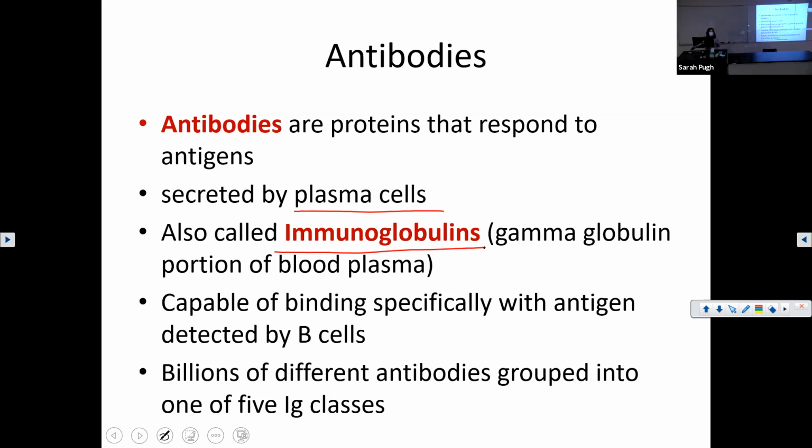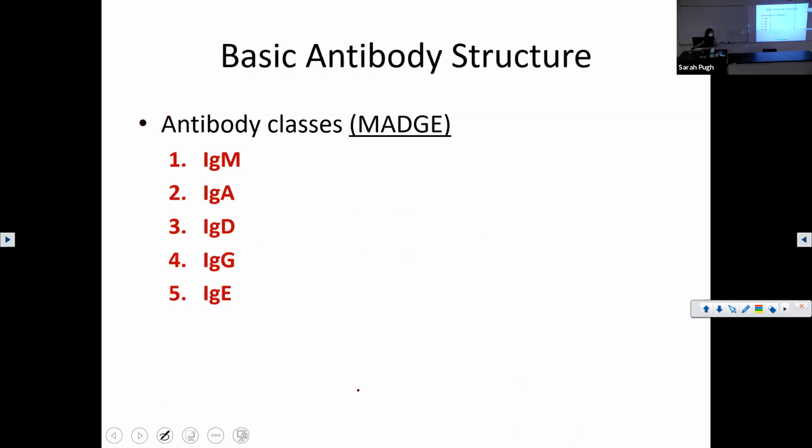Now, because they're specific, your body has tons of billions of different B cells that make very particular antibodies, each one. So that means if you have billions of different B cells, you have the potential to make billions of different antibodies. All of those antibodies, we class them into 5 different classes called Ig classes. Here are the classes. I always remember MAG. So it's IgM, IgA, IgD, IgG, and IgE.